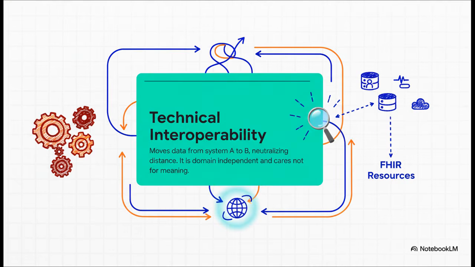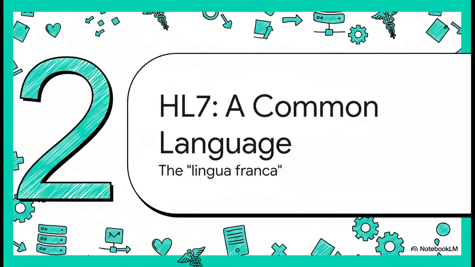So the very first step is what we call technical interoperability. And honestly, the best way to think about it is like a digital courier service. Its only job is to get a package of data from point A to point B. It doesn't peek inside the package. It doesn't care if it's a critical lab result or a pizza order. It just delivers the bits and bytes. But here's the thing. Just delivering the package isn't enough, is it? The system on the other end needs to be able to open it up and understand what's inside.